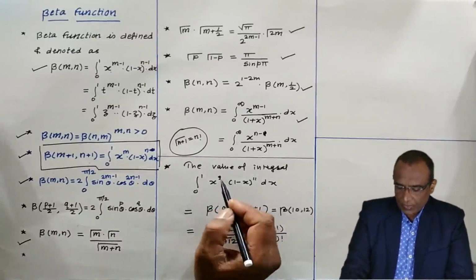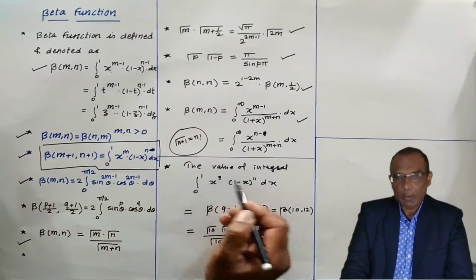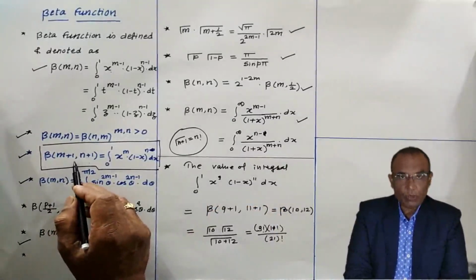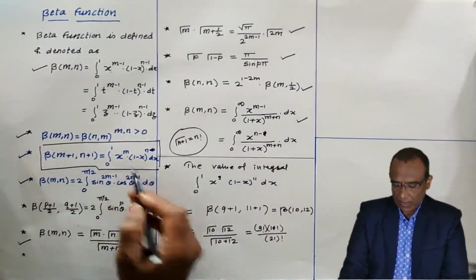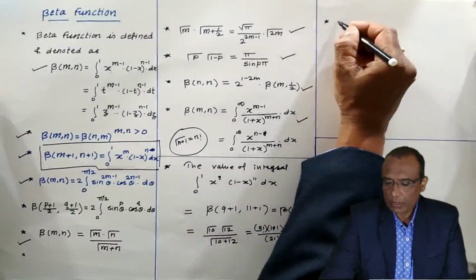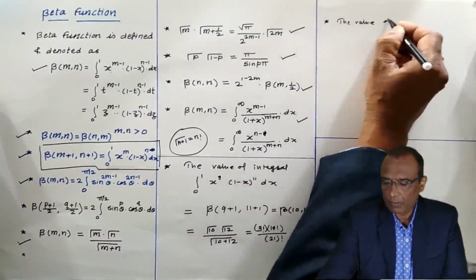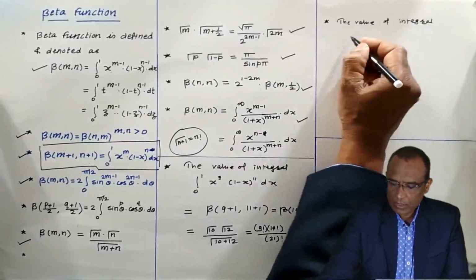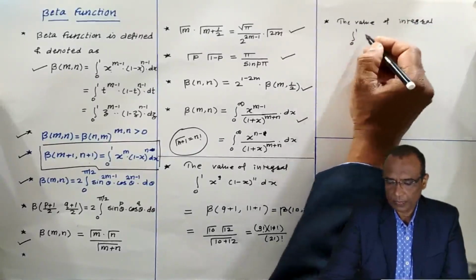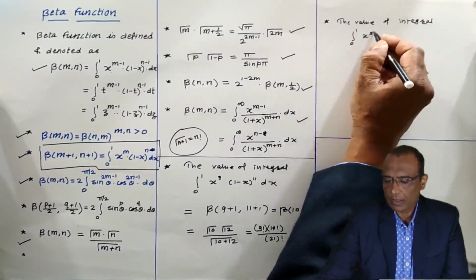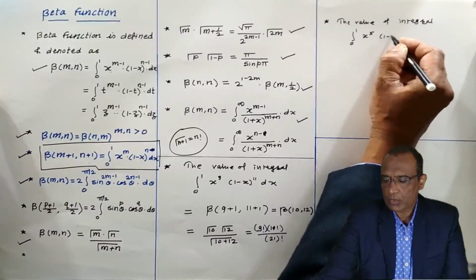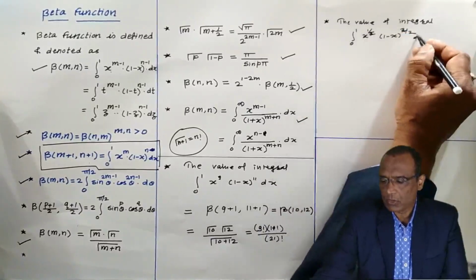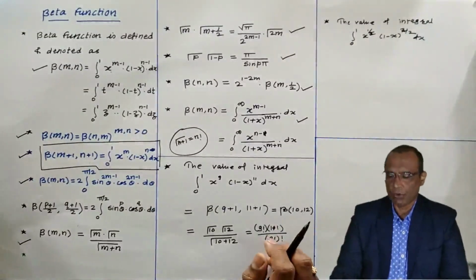In the examination, this 9 and 11 may be replaced by any other fixed constant. Now, beta (m plus 1, n plus 1) is equal to the right hand side. Okay, this we have used here. This MCQ I am writing. The value of the integral from 0 to 1 of x to the power 5 and (1 minus x) to the power, so I am writing here 3 by 2 and here I am writing 1 by 2, dx. The value of this integral I want.